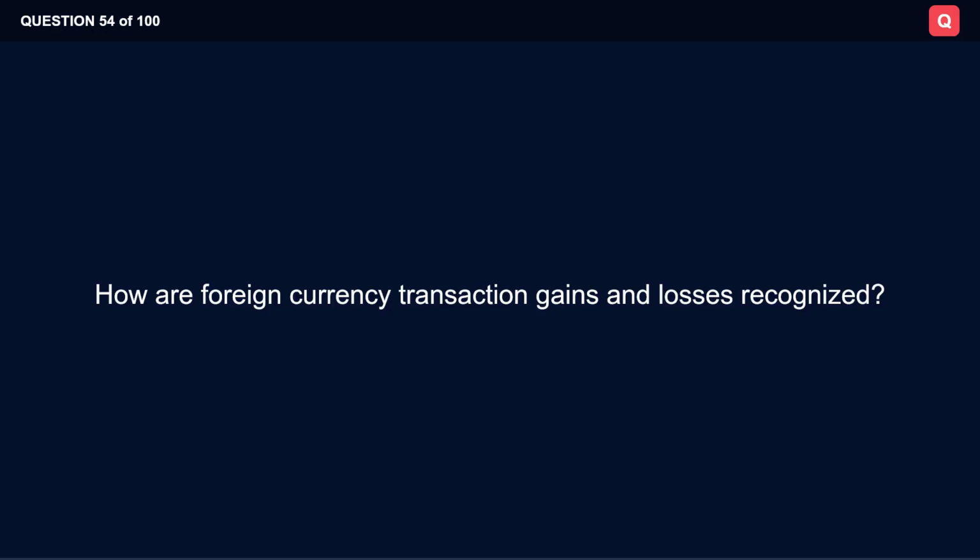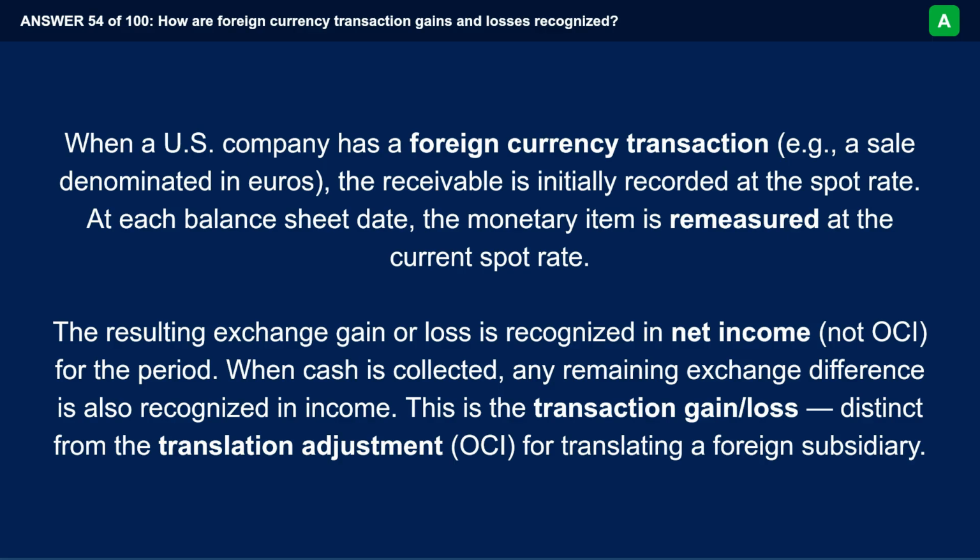How are foreign currency transaction gains and losses recognized? When a U.S. company has a foreign currency transaction, for example, a sale denominated in euros, the receivable is initially recorded at the spot rate. At each balance sheet date, the monetary item is remeasured at the current spot rate. The resulting exchange gain or loss is recognized in net income, not OCI, for the period. When cash is collected, any remaining exchange difference is also recognized in income. This is the transaction gain/loss, distinct from the translation adjustment, OCI, for translating a foreign subsidiary.